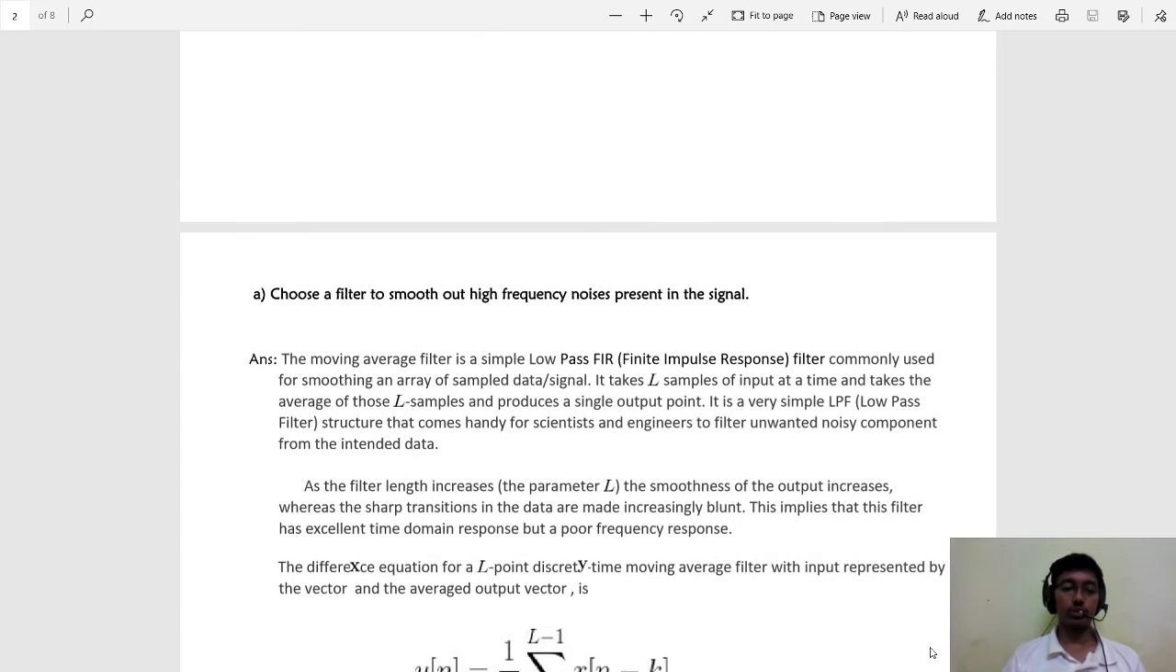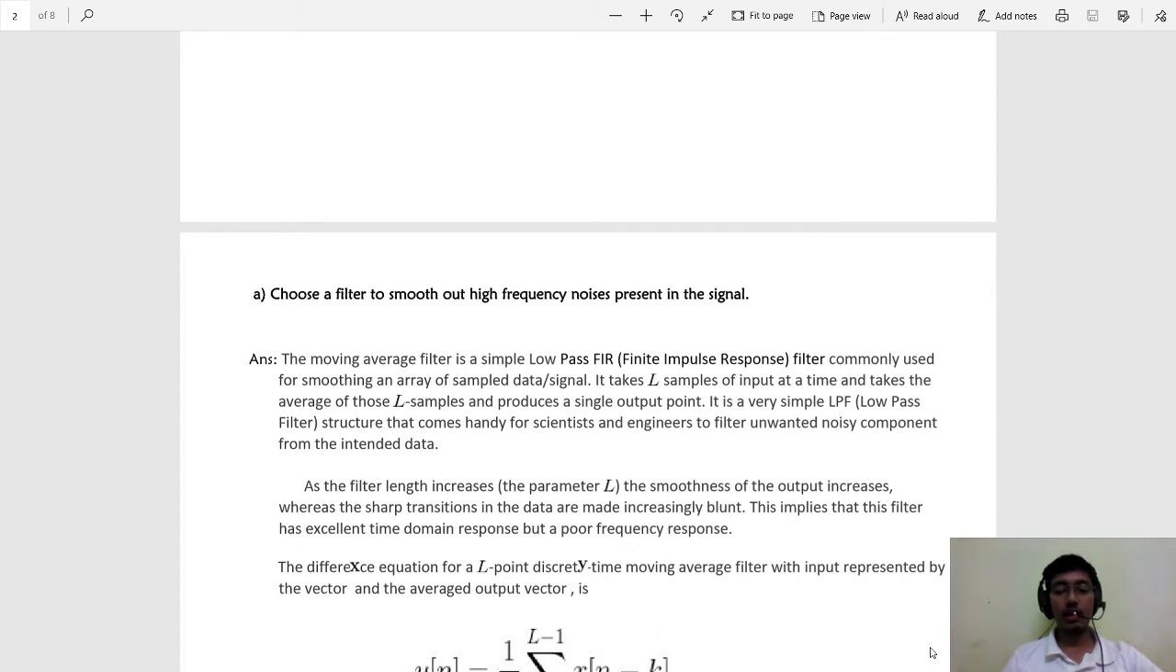Now going to the first question. Choose a filter to smooth out high frequency noise present in the signal. In this case, we are going to use a filter named moving average filter, which is a finite impulse response filter, which is commonly used to smoothen an array of signal data.